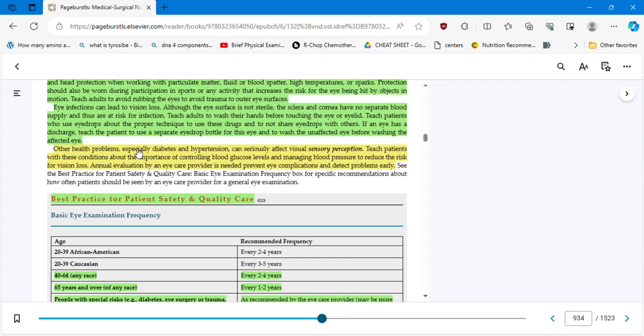Other health problems, especially diabetes or hypertension, can seriously affect visual sensory perception. Teach patients with these conditions about the importance of controlling blood glucose levels and managing blood pressure to reduce the risk of vision loss. Annual evaluation by an eye care provider is needed to prevent eye complications and detect problems early.